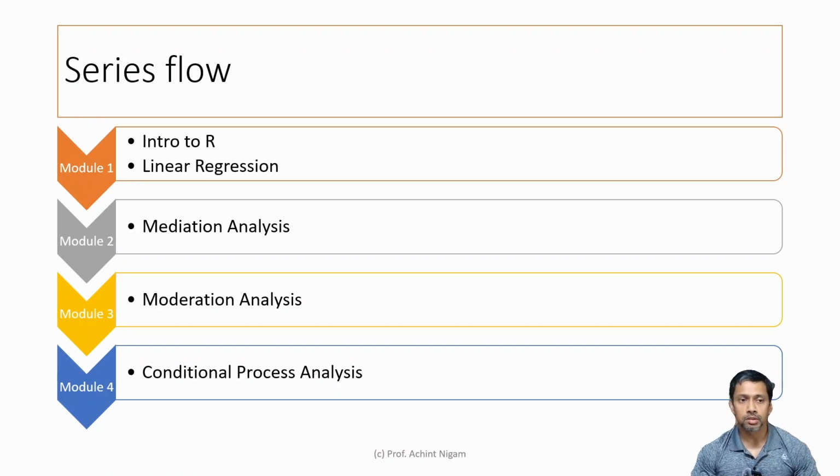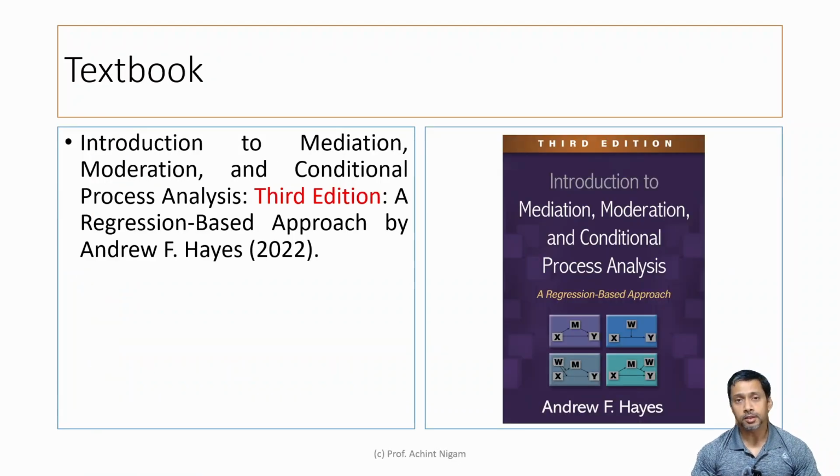First we will go into linear regression, then as the series moves forward, we will have mediation, moderation and conditional process analysis. The textbook, if somebody wants to refer, is Mediation, Moderation and Conditional Process Analysis, third edition, by Andrew F. Hayes, and the image you can see on the screen right now.